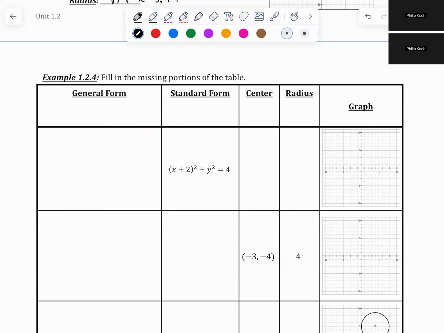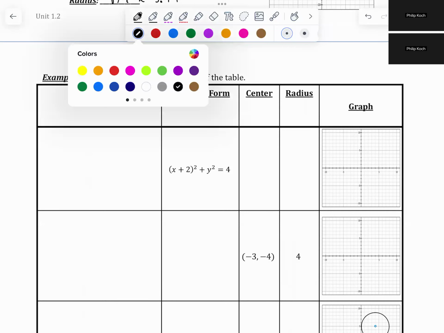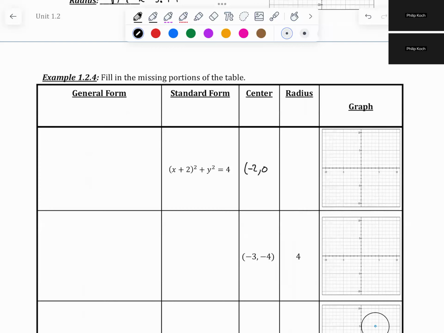So, general form. Good news for us in this first one, the standard form has been given. So once again, where's the center for this one? -2, 0. Very good. And the radius should be 2, because it's already in standard form. So it's already got everything we need. And then the right-hand side is r squared. So r squared is equal to 4, which means that r is equal to 2.